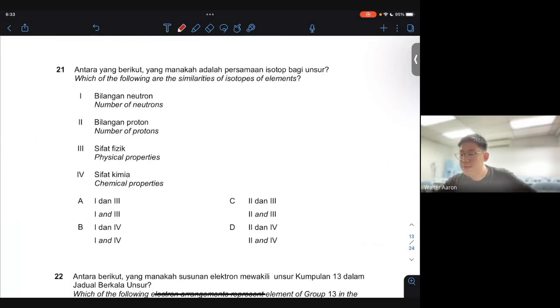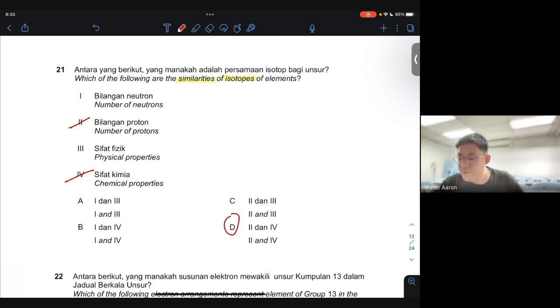21, which of the following are similarities of isotopes of the elements? Okay, similarity between isotopes. Isotopes are substances which have the same number of protons but different number of neutrons. So in terms of their similarities, they should have the same number of protons. So number 2 is definitely correct. They should also have the same chemical properties. Why? Because they all have the same number of electrons. If they have the same number of electrons, they should have the same number of valence electrons. So therefore, the answer here will be D, right?